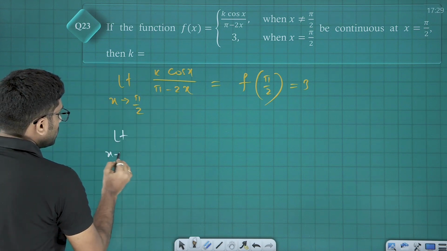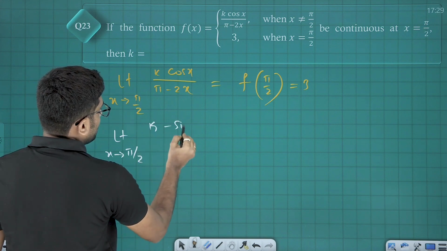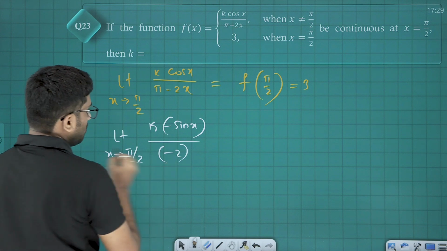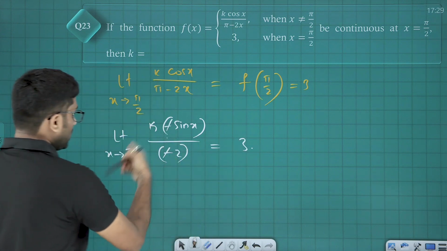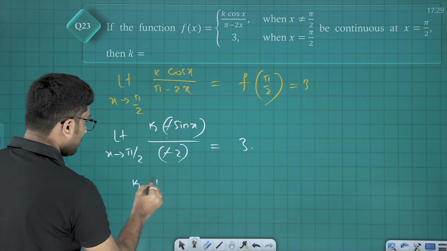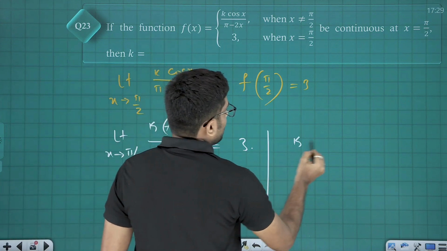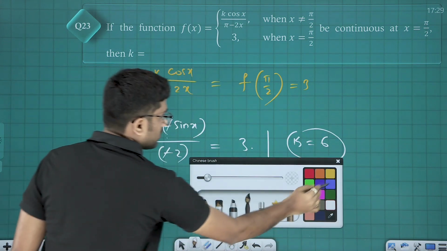Now limit x tends to pi by 2, k into, for cos x it is minus sin x, divided by, for minus 2x it is minus 2, is equal to 3. Now put x equals pi by 2, k into sin pi by 2 is 1, by 2 is equal to 3. So finally k is equal to 6. Answer is k is equal to 6 friends.